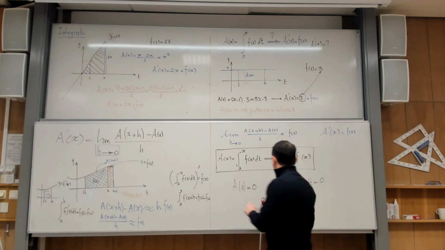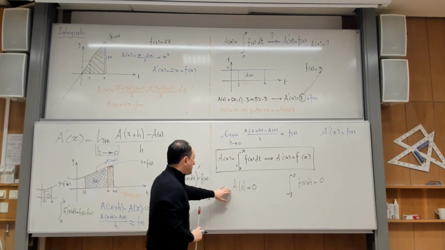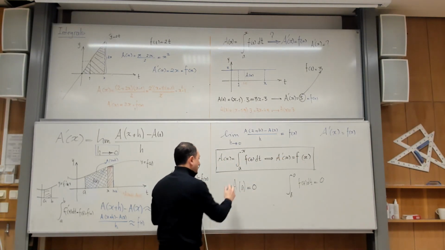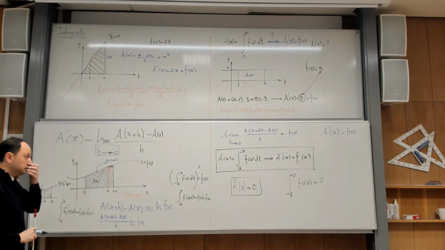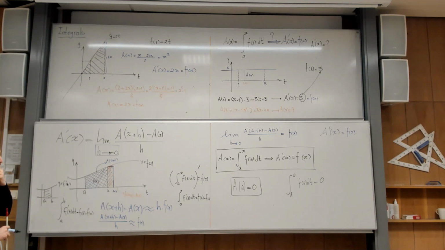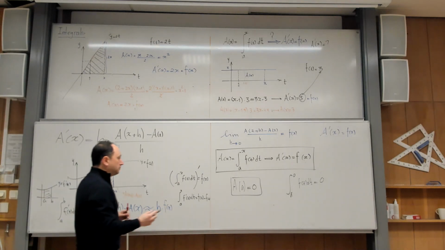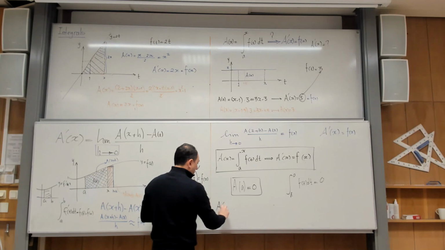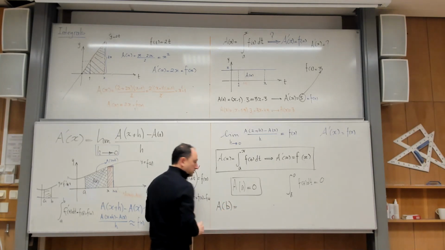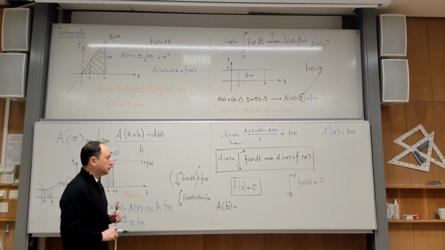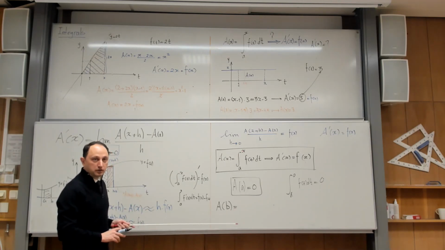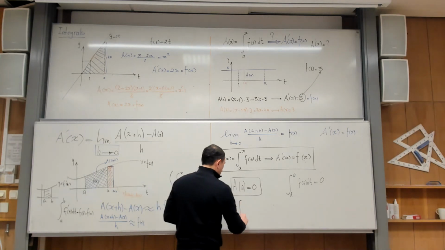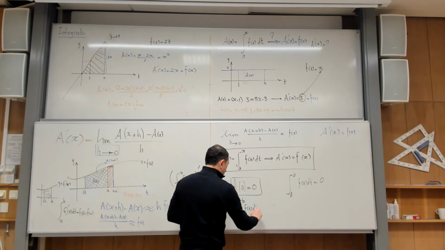Okay, so is that clear? So this is something we proved, and when I asked you what is A of a, you answered me that A of a is also equal to 0. Now tell me, what is A of b? A of b means go to your function and replace x with that value b. So it will give you the integral from a to b of f of t dt.